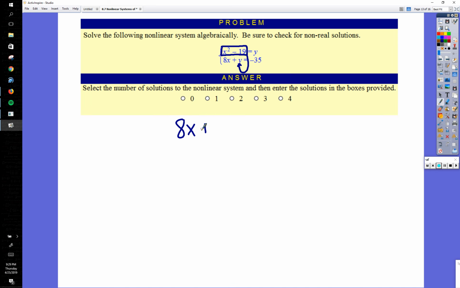So I got 8x plus, not y anymore, and I would encourage you to use bubbles. And the reason is if this is a minus sign, we'd have to distribute. So keep that in your mind as well. And that's going to equal negative 35. So again, what I've done is I've taken the y value in the first equation and substituted in for the y into the second. Looks like a quadratic again. And so I clean it up a little bit.